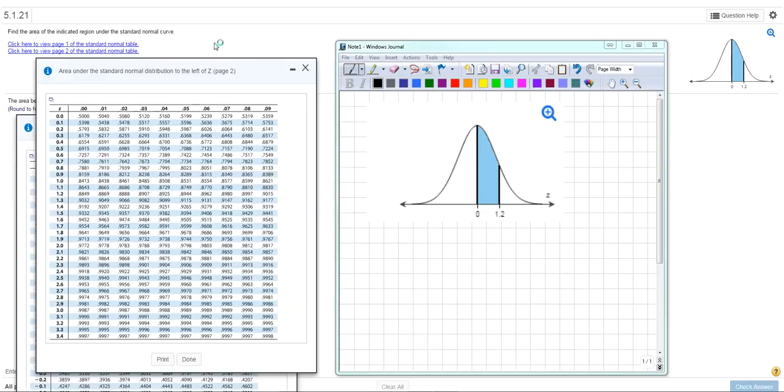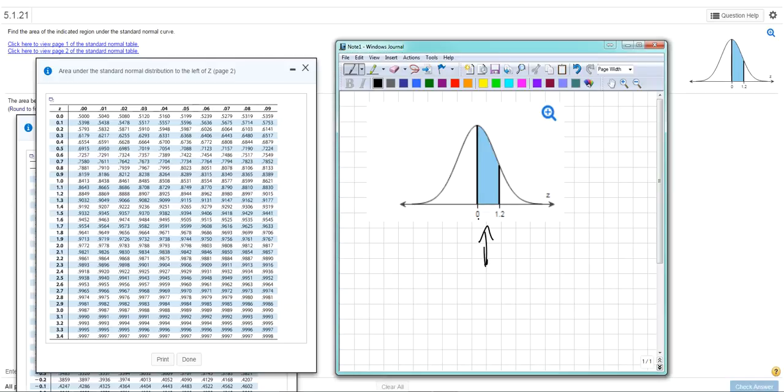I have incorporated a handout in Blackboard that has a PDF of the tables that you're going to use for this particular course. Now what you're going to notice here is that they've already given you a diagram, and they want you to find the area that occurs between z equals 0 and z equals 1.2.